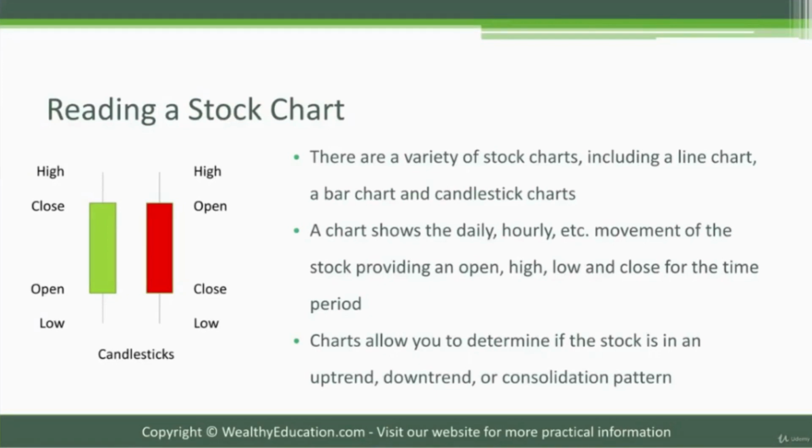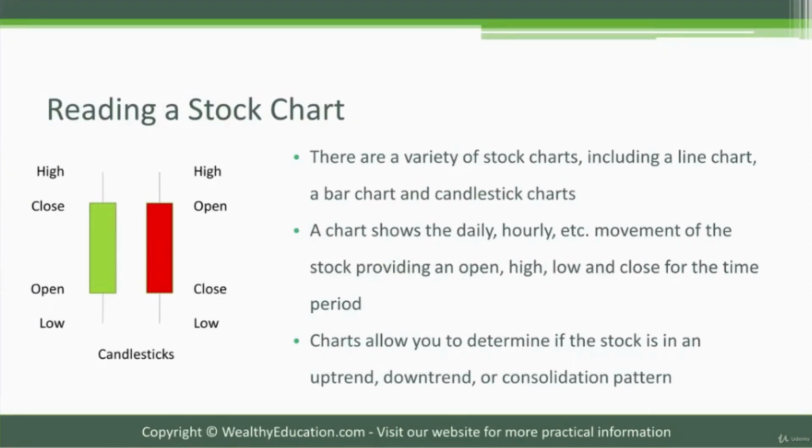A stock chart shows a daily, hourly, weekly, or by-the-minute movement of a stock and provides the open, high, low, and close for the time period. So if you're looking at a daily chart, then each bar or candlestick is going to represent one day. If you're looking at an hourly chart, then each of those would represent an hour on the chart. A line chart, which we'll see in just a minute, gives the closing price for the time period you're looking at. So if you're looking at a daily chart, it'll give you the closing price for the day.